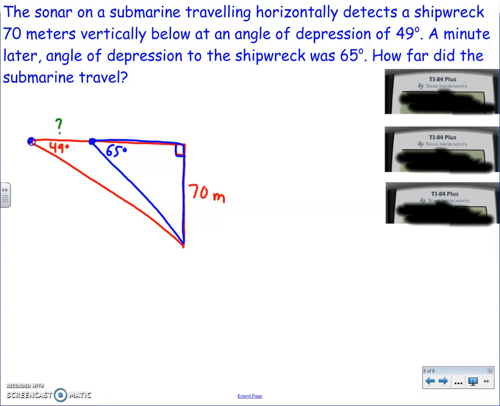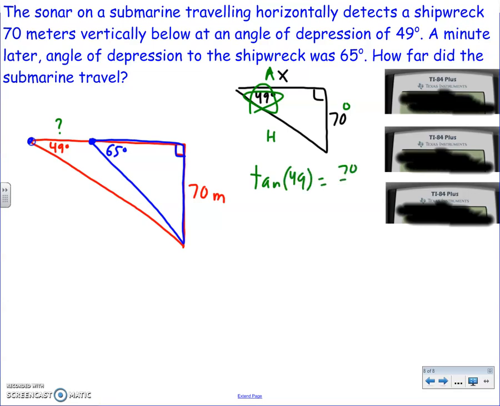So we're going to do 2 separate triangles here. We're going to look at the original triangle, that 49 degree angle of depression with the 70 meters. We're going to find the total distance. To do that, to save time, I'm going to label HAO using our 49 degree angle. All right, which one uses O and A? That's TOA. So to save time, I'm not going to write SOHCAHTOA, but that's tangent of 49 degrees equals O over A.